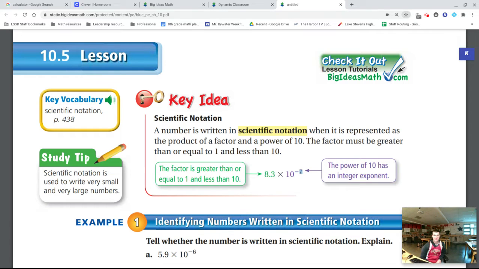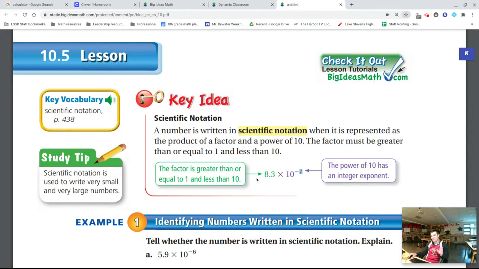Okay, hey, here we are looking at section 10.5. We are looking at scientific notation, and scientific notation is basically a way to write a number that is really, really, really big, but writing it in an easier way, if that makes sense. So here's what it looks like.